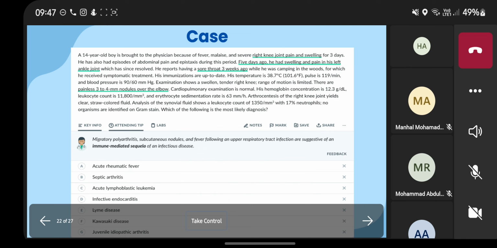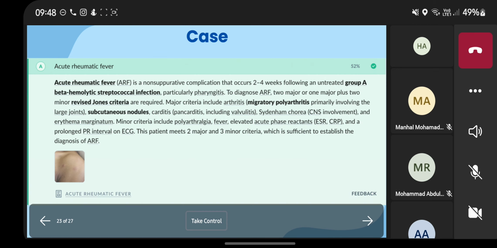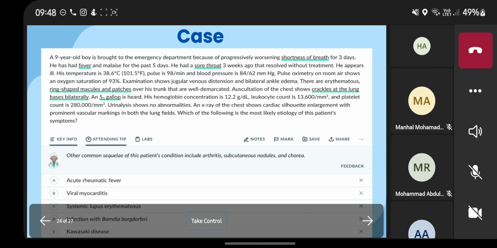Excellent. So it's going to be acute rheumatic fever. Why? Because as we said, we already established two of the Jones criteria, which is migratory arthritis, he has pain in one knee and swelling, plus the nodule on his skin. So in this case, the answer is going to be acute rheumatic fever. Thank you so much, Rand.